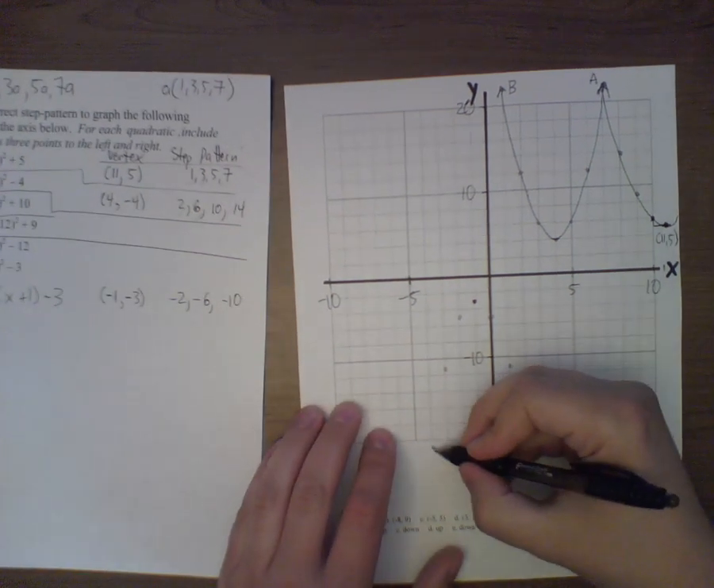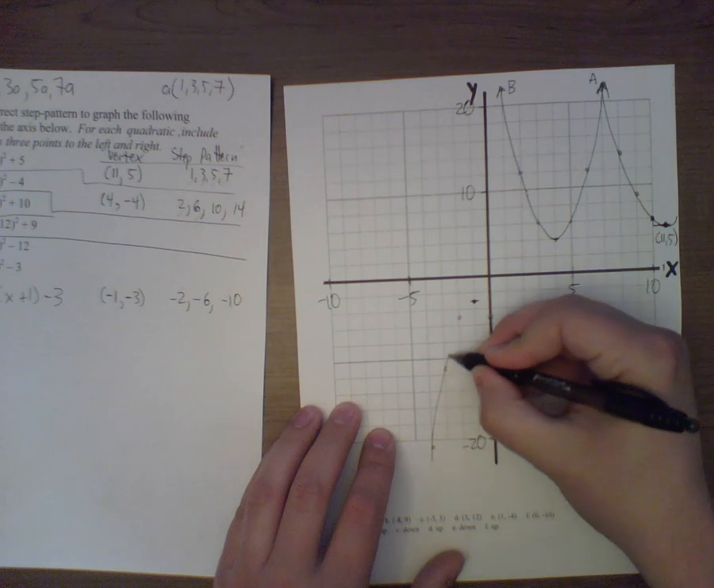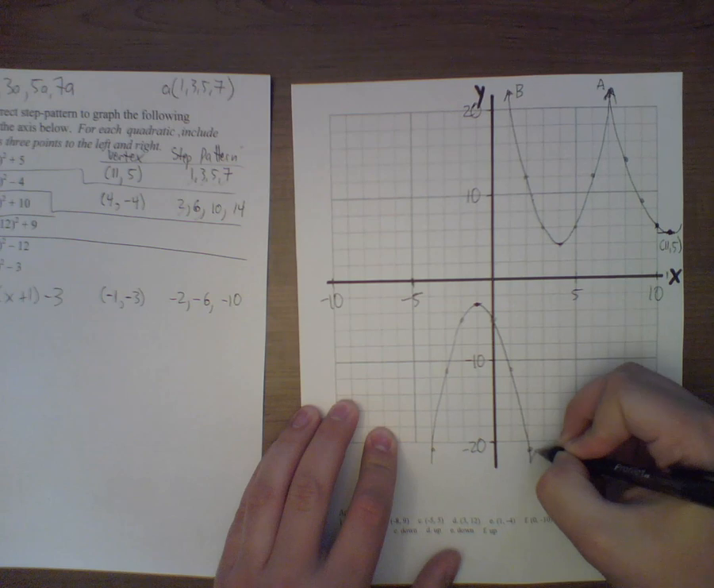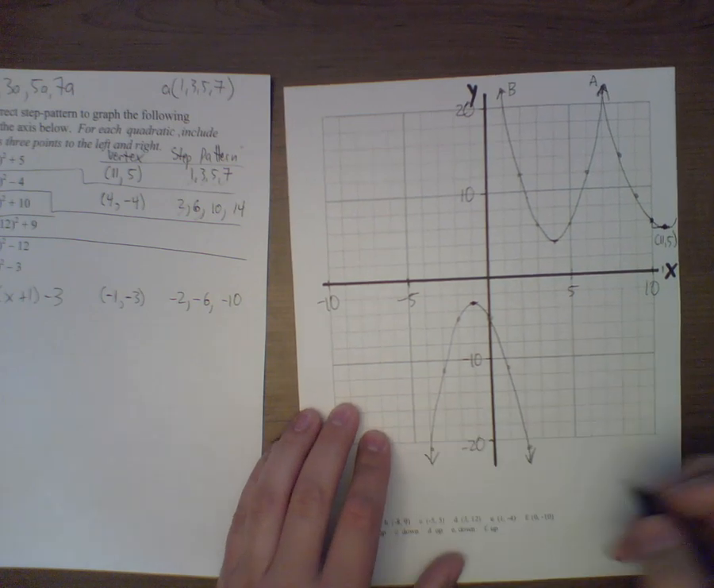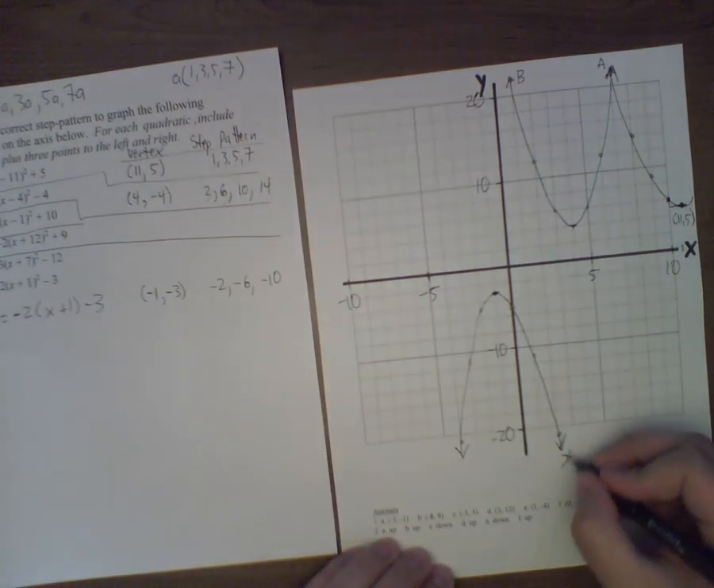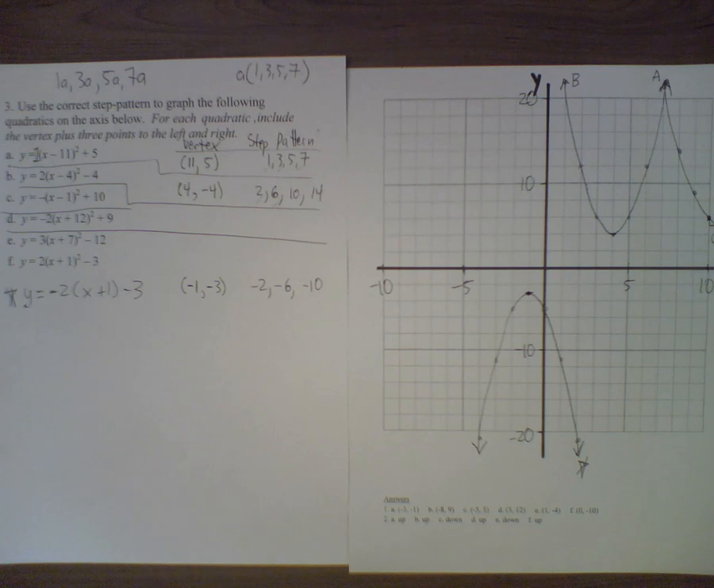Let's connect everything with a nice smooth curve. Draw a little horizontal line at the vertex. You don't technically have to. I just find personally it helps me make my curves have a little bit more correct shape. And this is our bonus curve. And there we go. So that is how you use the vertex and the step pattern to quickly create the graph that represents the relationship of your equation.